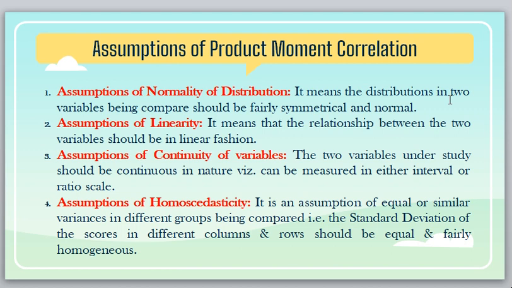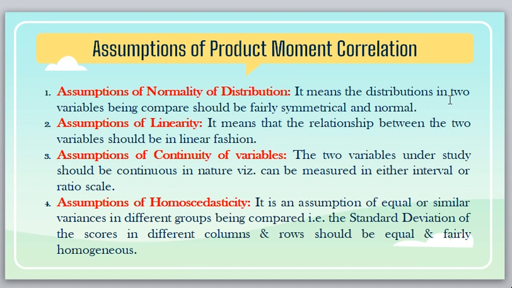So next is the assumption of linearity. It means that the relationship between the two variables should be in a linear fashion. That means it's a straight line. And next is the assumption of continuity of variables. So the two variables under study should be continuous in nature. That is, they can be measured on either an interval or ratio scale.